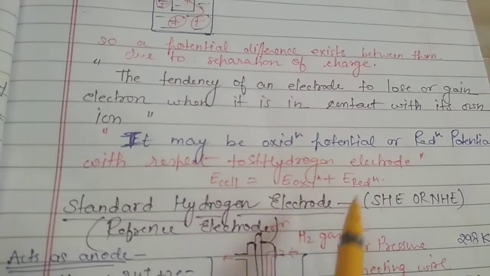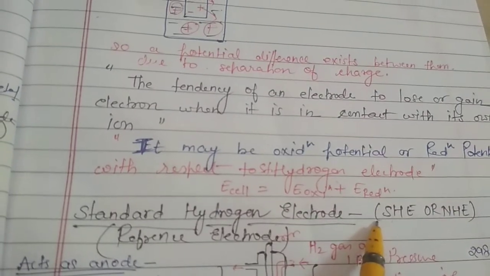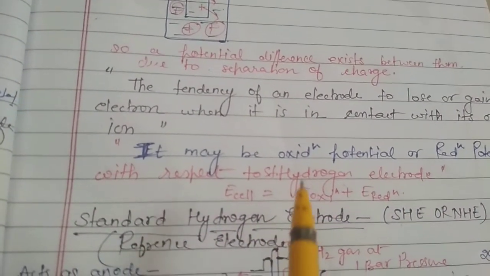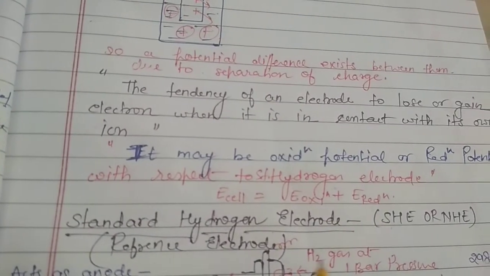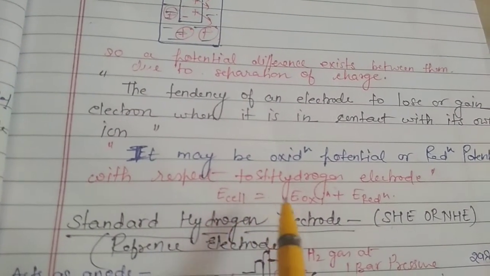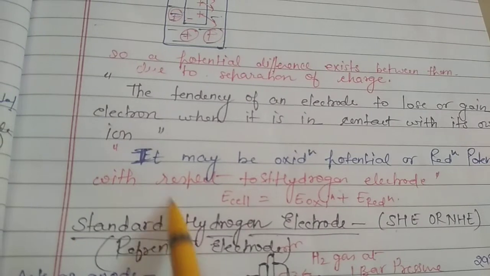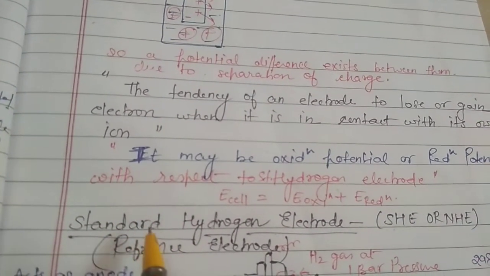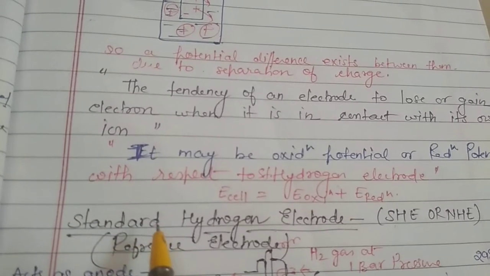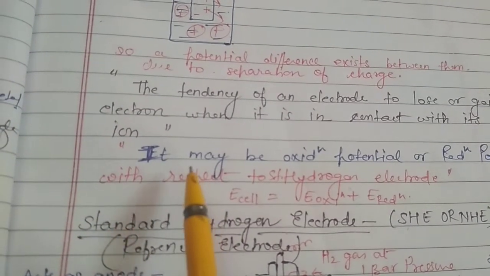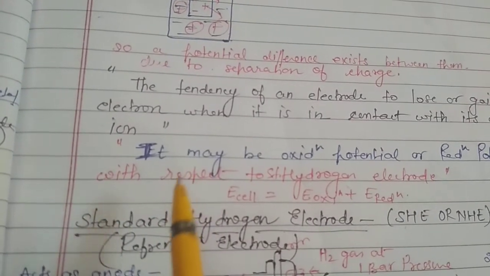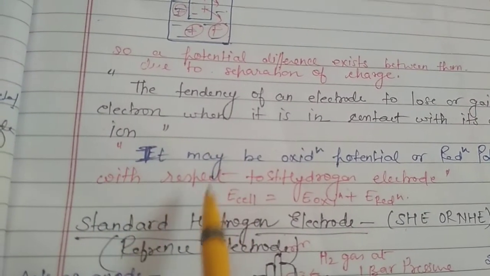So tomorrow we will discuss how to determine the electrode potential, whether it is oxidation potential or reduction potential, with the help of a reference electrode. What are the standardized conditions, as standardized by the IUPAC convention, by which we can calculate the standard reduction potential or standard oxidation potential, on the basis of which we have developed the electrochemical series.